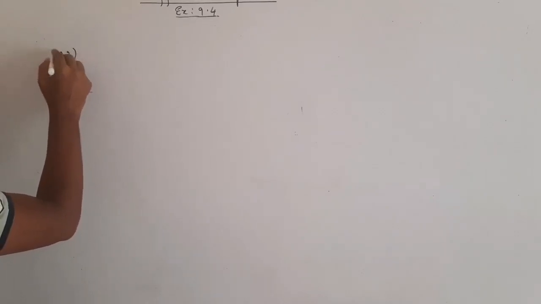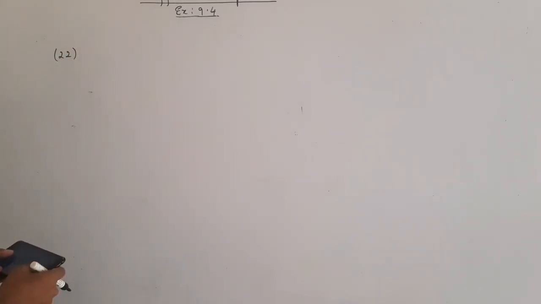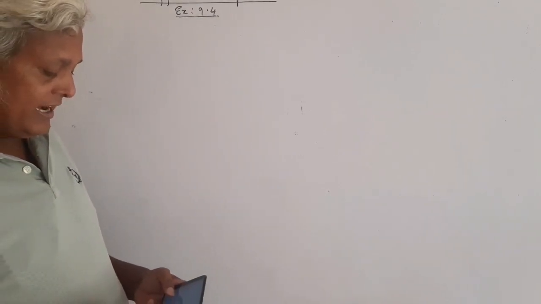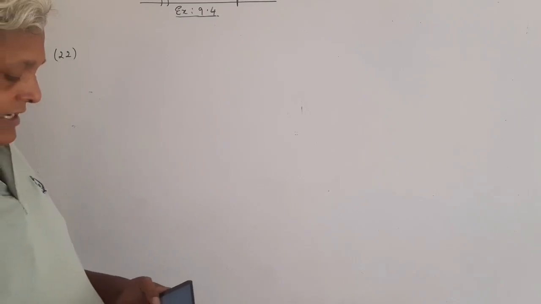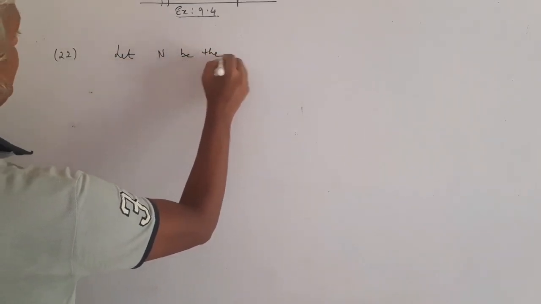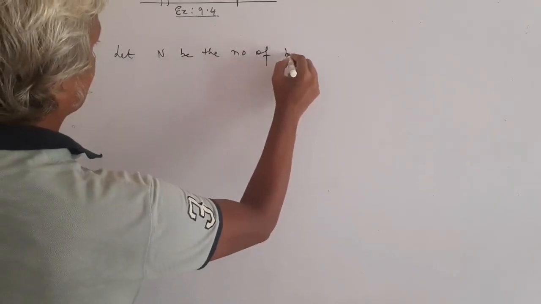Question number 22 goes like this. In a culture, the bacteria count is 100,000, means 1 lakh. The number is increased by 10% in 2 hours. So, in how many hours will the count reach 2 lakh if the rate of growth of bacteria is proportional to the number of count? So, let N be the number of bacteria.